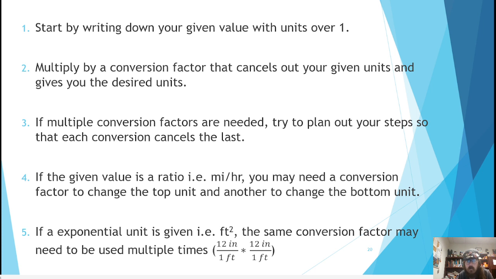Please note, if your starting factor is already a ratio, you may need to convert both the numerator unit and the denominator unit. So if I'm converting miles per hour to meters per second, I need to convert miles to meters, and I need to convert hours to seconds. So we have to do multiple conversions. However, just take each unit one at a time. Also, if there's an exponential unit like feet squared, you may have to convert multiple times.